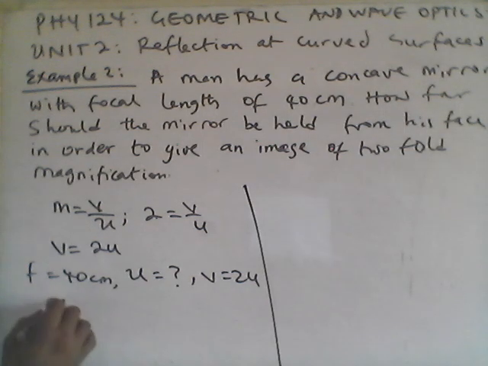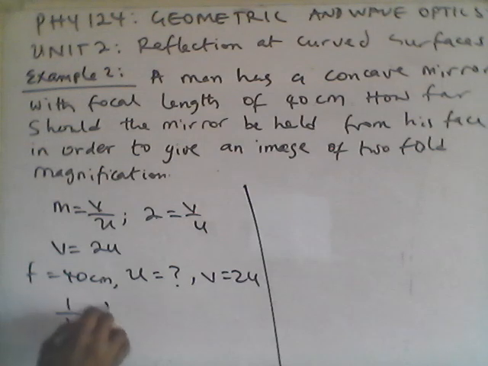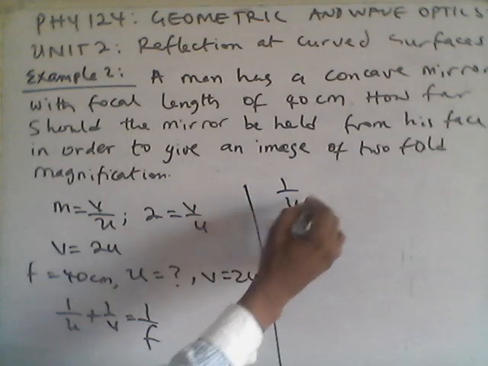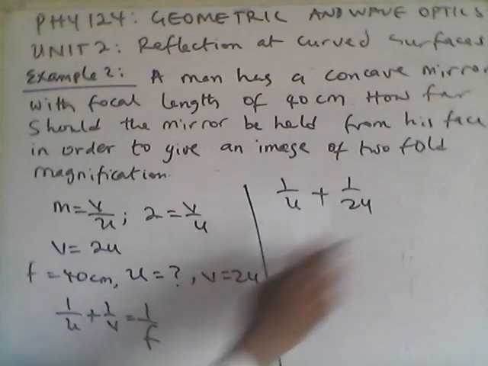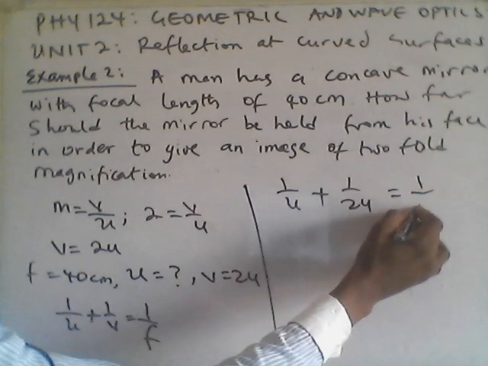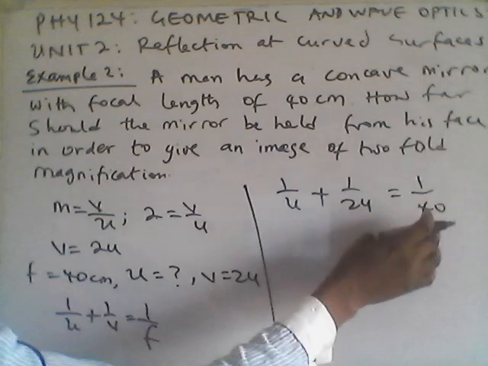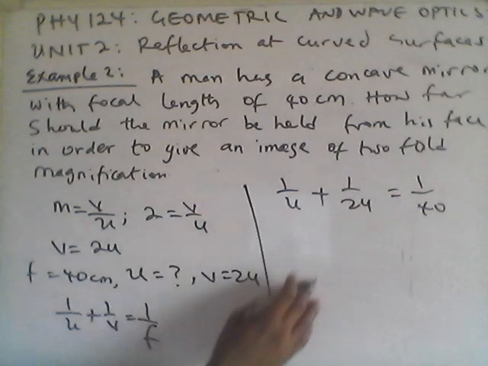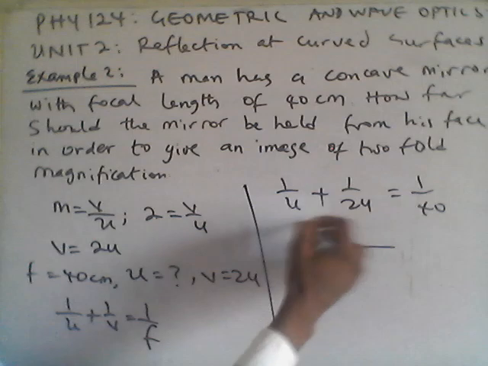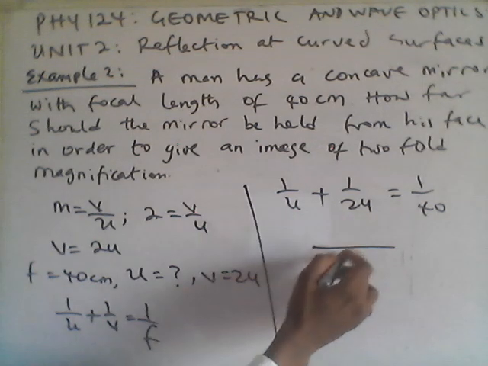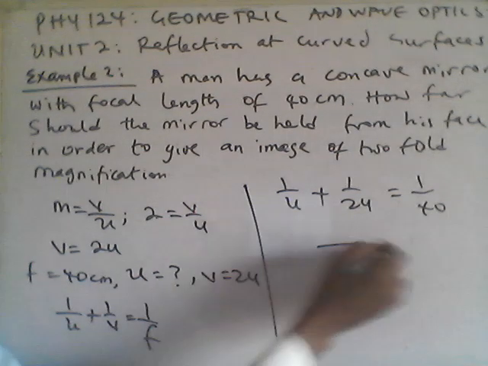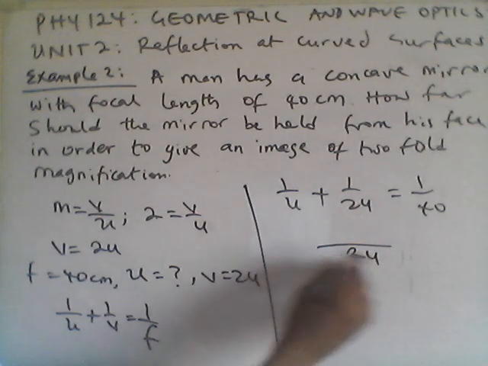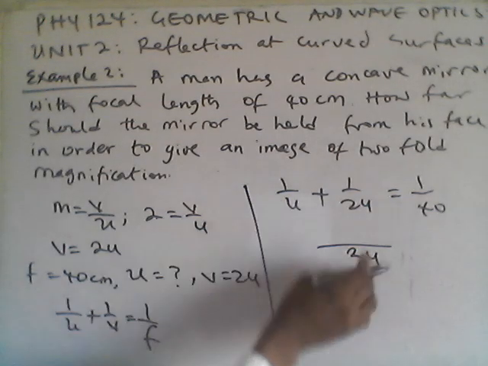To calculate it, we say 1 over U plus 1 over V is equal to 1 over F. U is what we're looking for, V is given as 2U, and F is 40, so 1 over F is 1 over 40. So this is good to go. We can find the LCM. The LCM of these two is 2U, that is what is common between them.